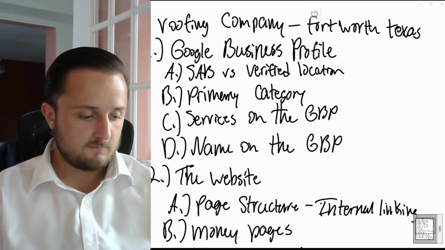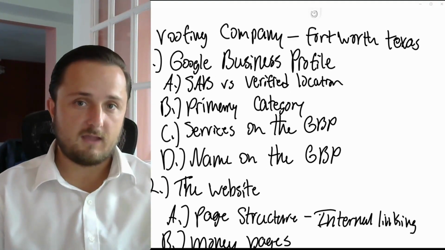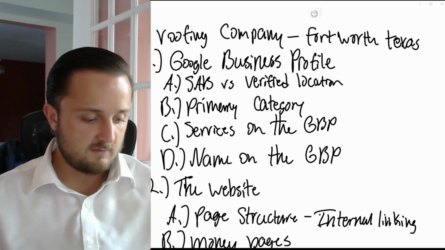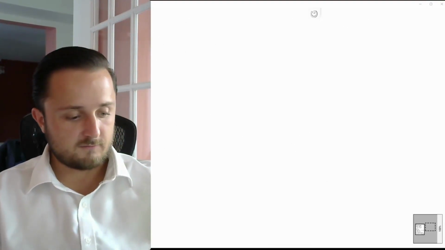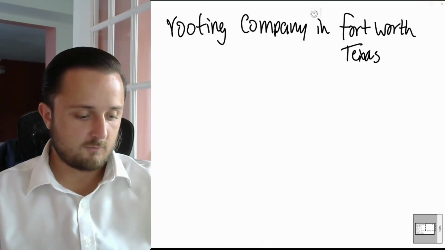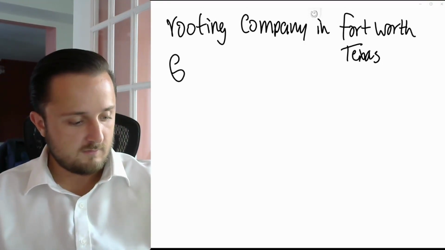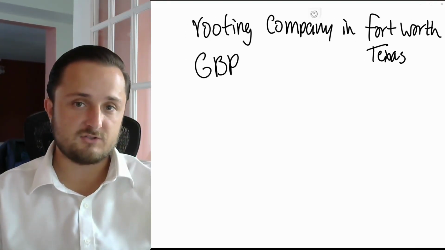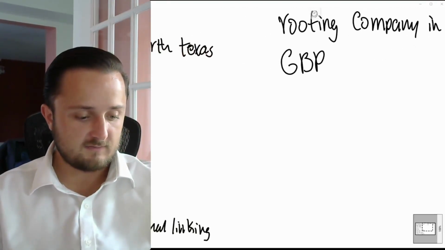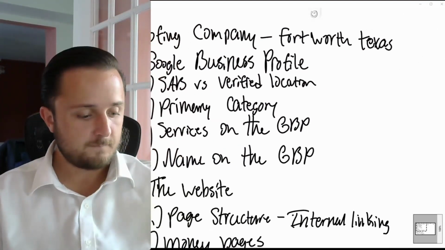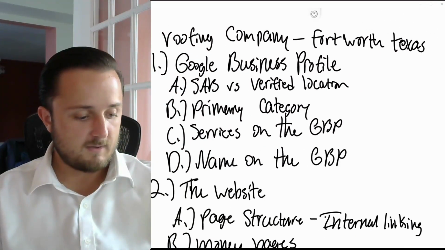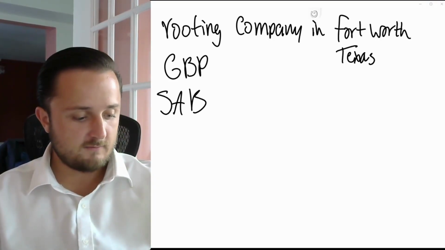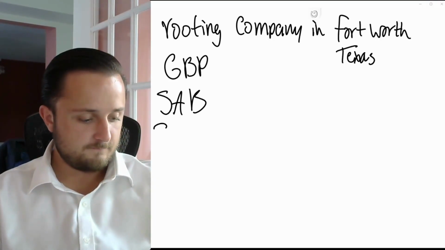Okay, so for ranking a roofing company out of Fort Worth, Texas, let's start with the Google business profile. So a roofing company in Fort Worth, Texas, Google business profile. And from here on out, I'm going to say GBP to make it easy. That's the acronym for Google business profile. So the first thing we're going to talk about is the service area based profile or SAB.